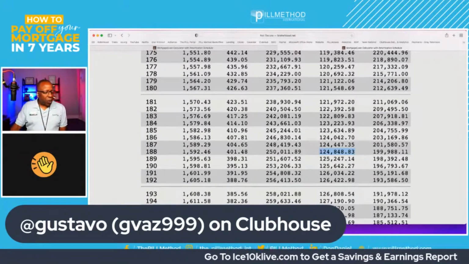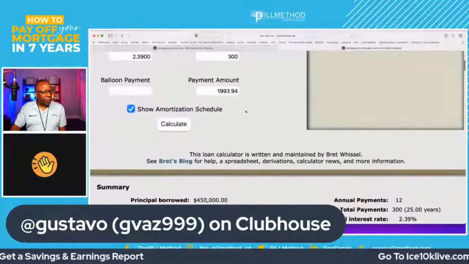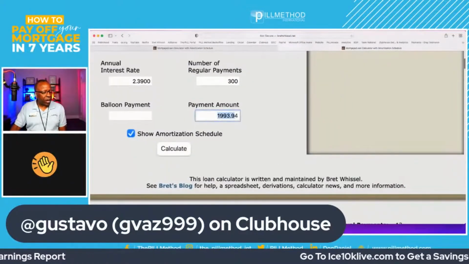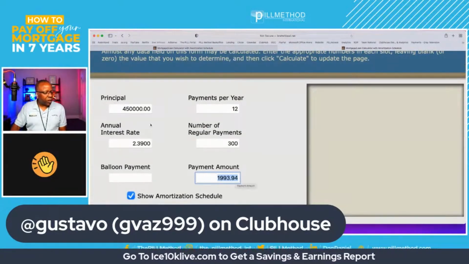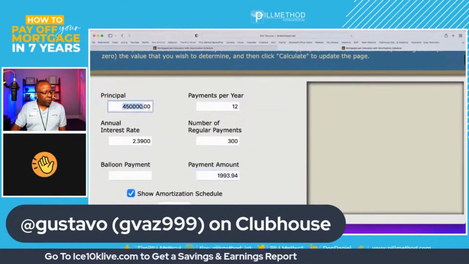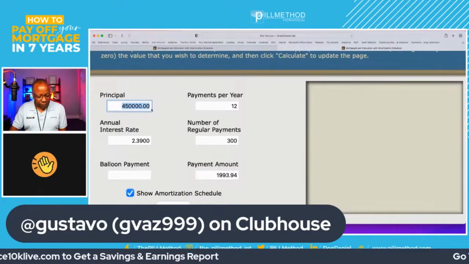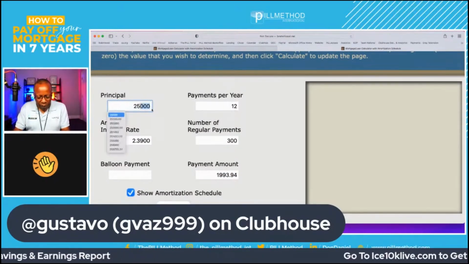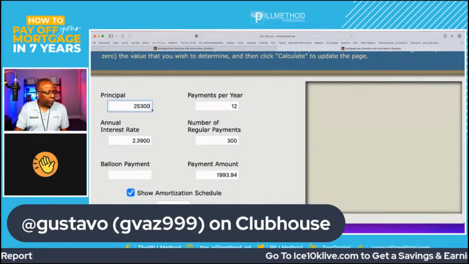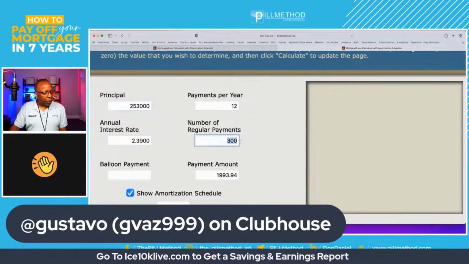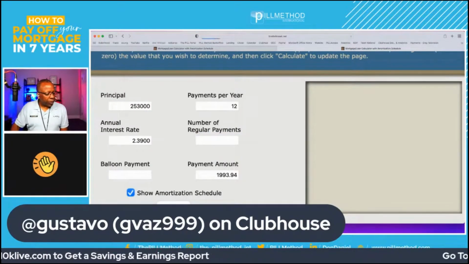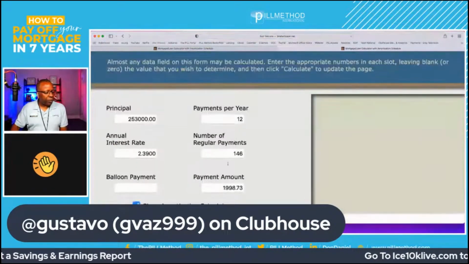All right. So now here's what we do. The principal and interest payment does not change. So if the principal and interest payment does not change, all we do is change the principal amount. Are you seeing that? You owe about 253,000 now, right? Same interest rate. All we do is take out the number of payments here. Here's what it looks like now, 146 payments left.